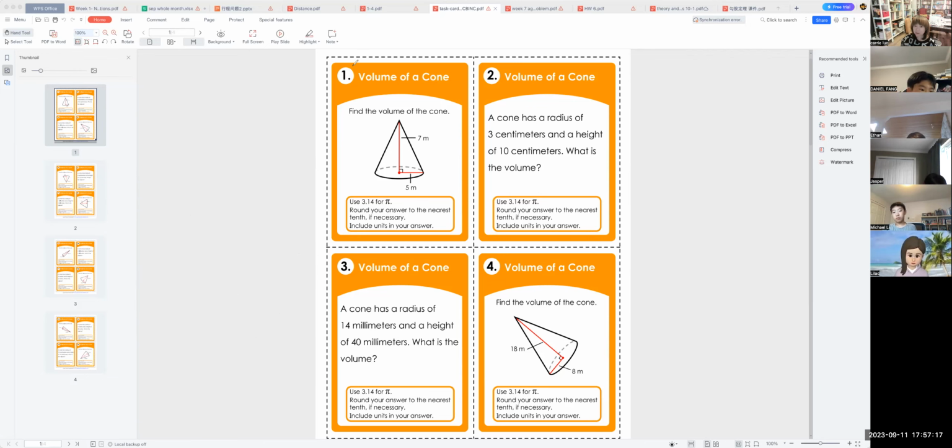Okay, so everybody, if you want, can you do number 1 and number 2 together? Okay, everything is the same. The radius times radius times pi times height and divided by 3. Jasper, do you remember that? Yep. Okay, so let's do 1, 2, 3, and 4. 4 questions together, okay?